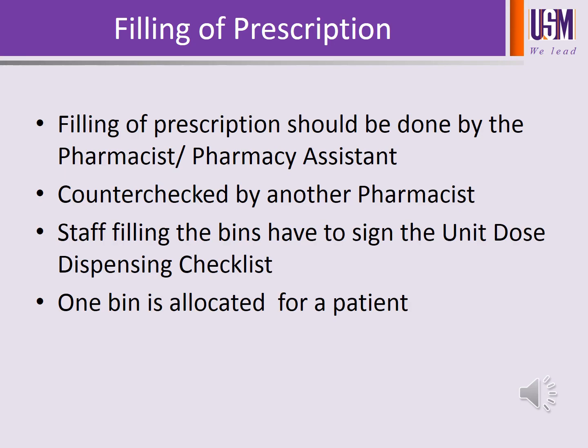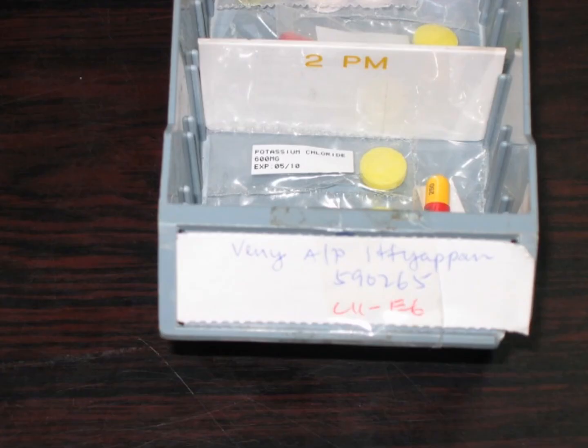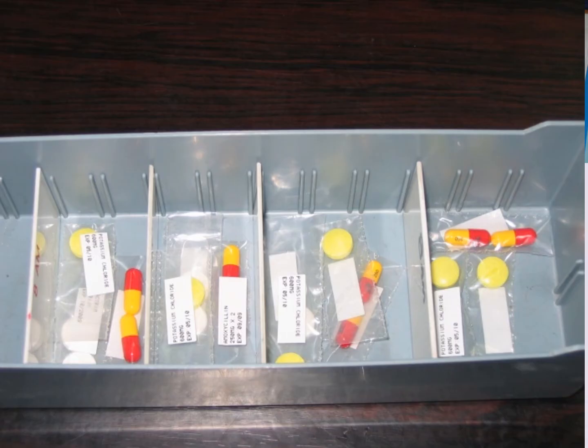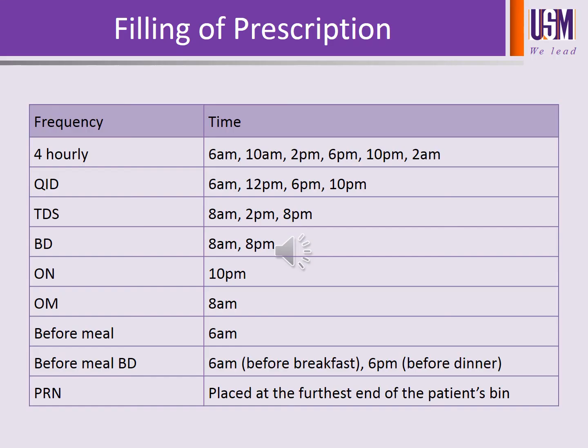And one bin is allocated for a patient. This is an example of a drug bin given for one patient in ward C11. You can see here each patient will have their own individual drug bin. And this is how the drug bin looks like in aerial view. You can see here there are certain compartments in the drug bin. It shows the drug timing. So one bin is allocated per patient, as I told you earlier, and each bin must be filled with the medication prescribed with the correct quantity based on the CMR that was filled earlier and in accordance with the administration time.